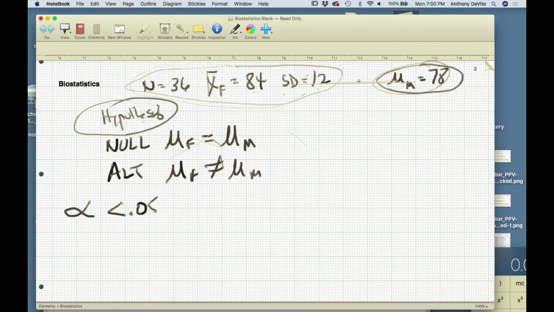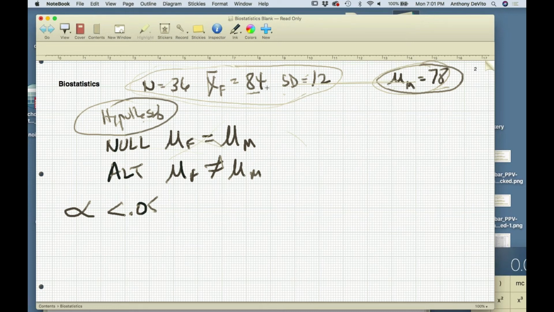Okay, so how do I go about doing this? Now I have to say to myself, how big is the difference between these two? Well, in one case we have 84, in the other case we have 78. In blood pressure terms, they're 6 apart, whatever that is, millimeters of mercury or whatever. They're 6 apart, right?